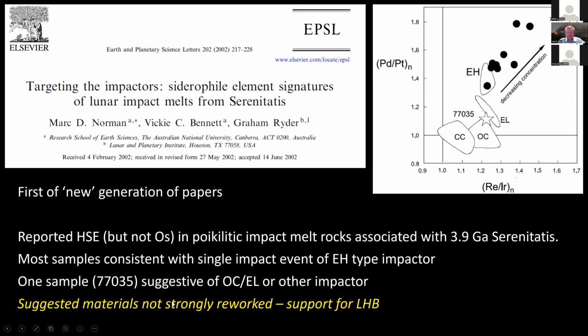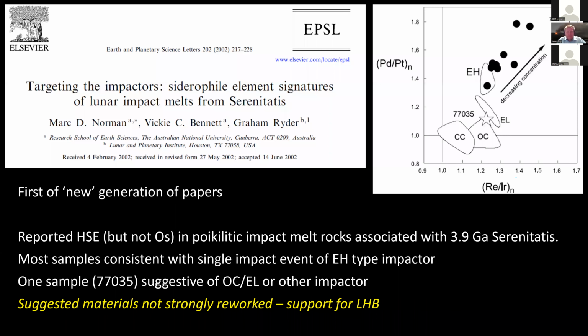This suggests that materials in this particular instance were not strongly reworked. So if we go back to the Michael et al. study, it didn't suggest there was a lot of reworking. And potentially, they argued, it was very strong support for a late heavy bombardment based on the age, 3.9, and the consistency in composition of the impactor at the Serenitatis site.